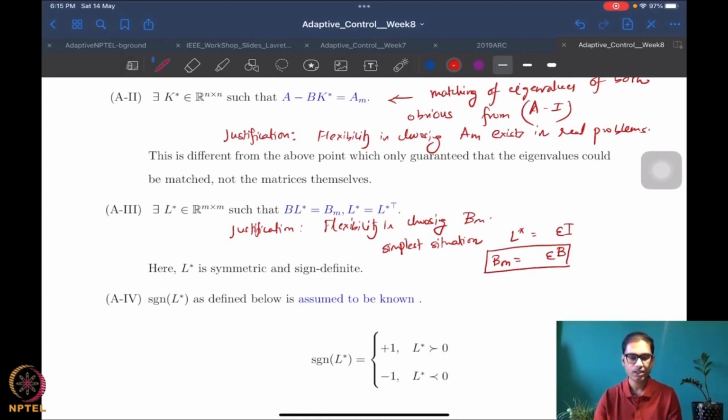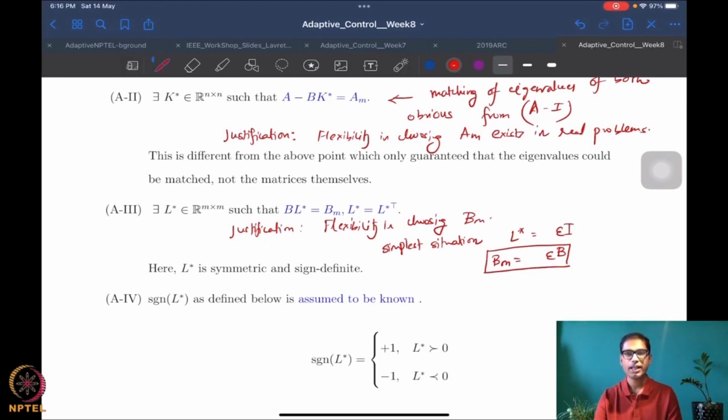So this is again the argument which gives us some hope that this kind of an equality can also be justified, right? If L star is very close to the identity matrix, then Bm is almost similar to B itself. But again, remember, Bm and Am are known, while B and A are unknown.